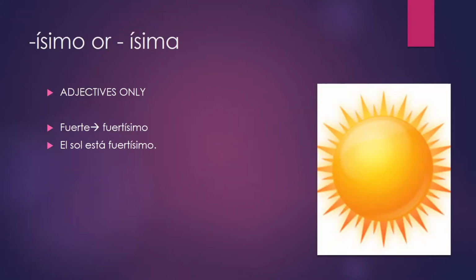Another suffix to learn is isimo or isima, depending on if it's masculine or feminine. This is for adjectives only. So the adjective fuerte means strong. If you say fuertísimo, it means really, really strong. So you cannot go stronger than fuertísimo. El sol está fuertísimo. It's the strongest. It's very, very strong.